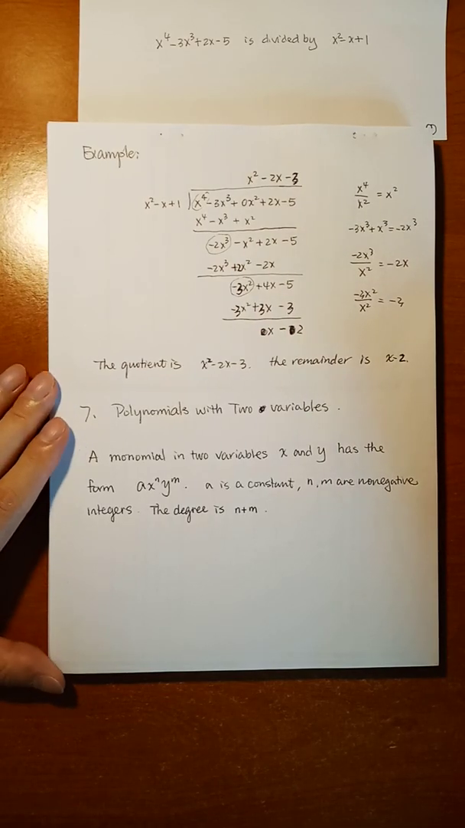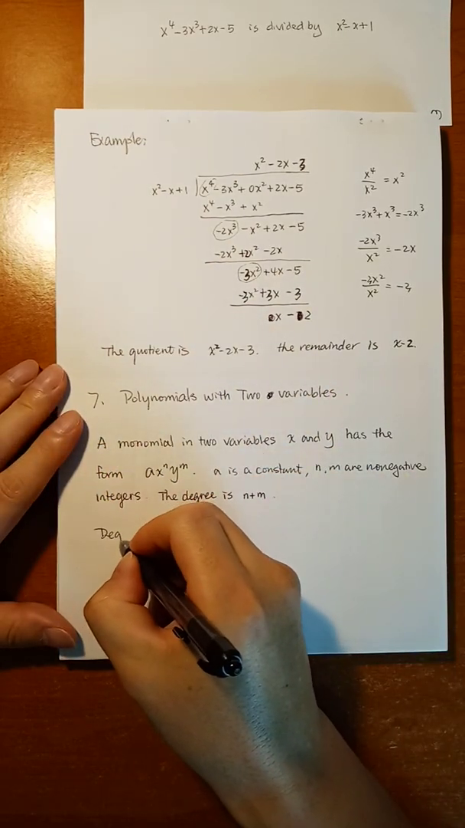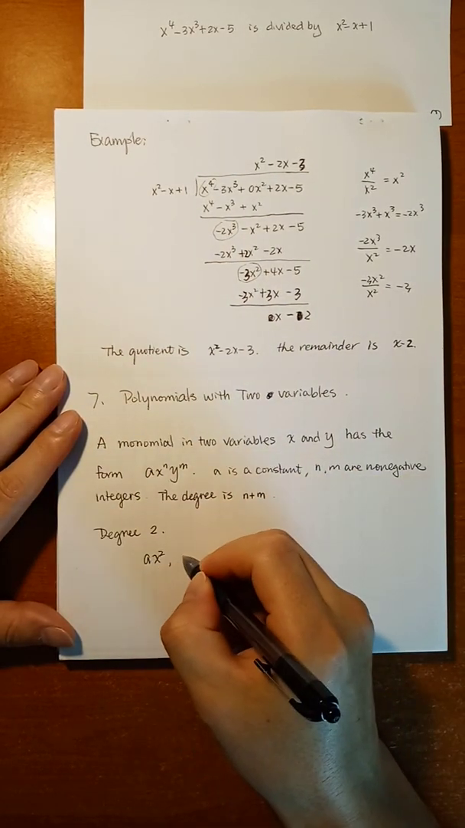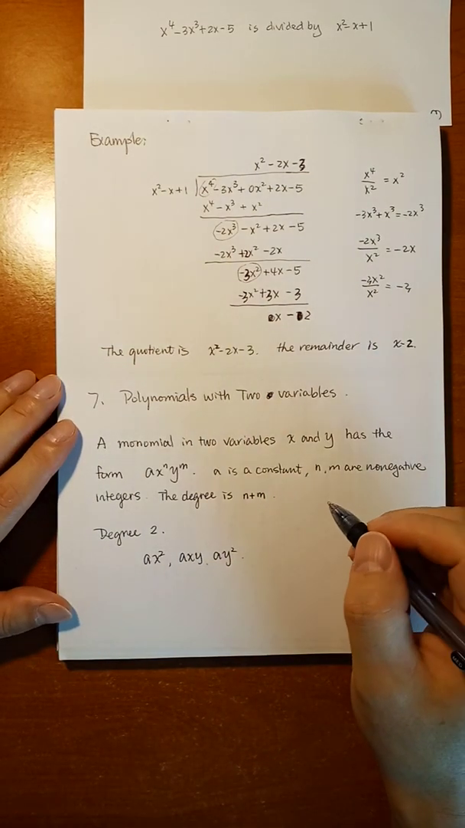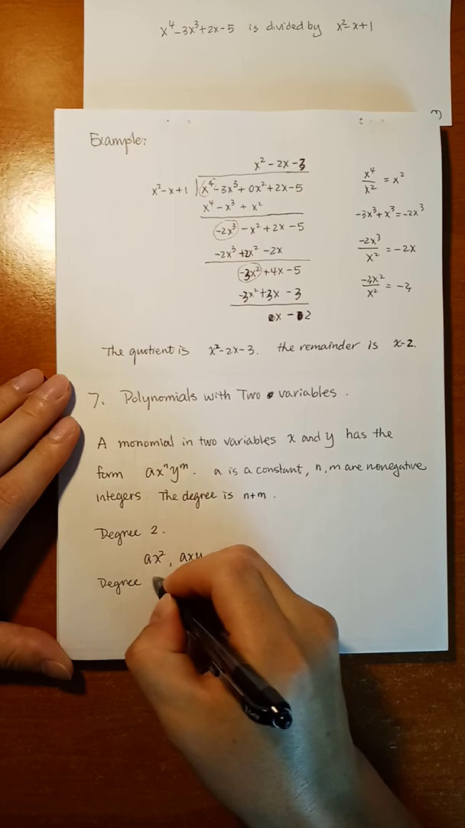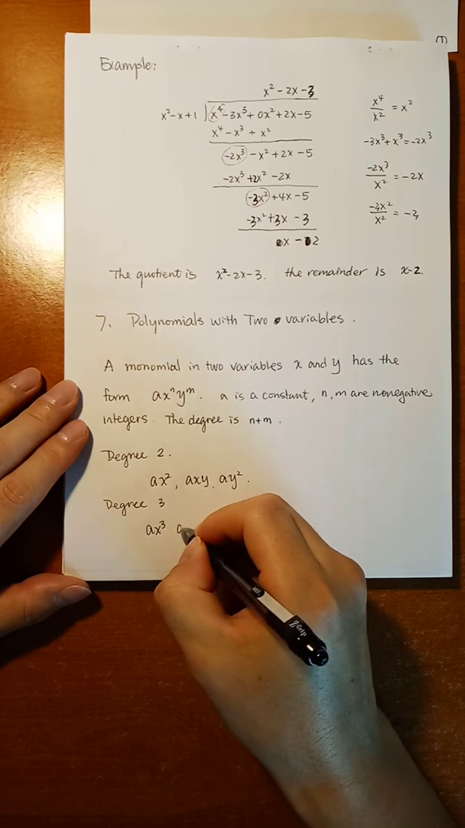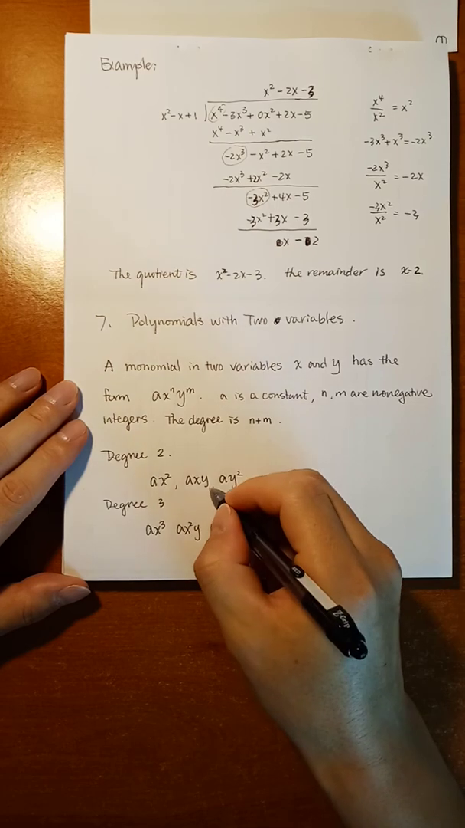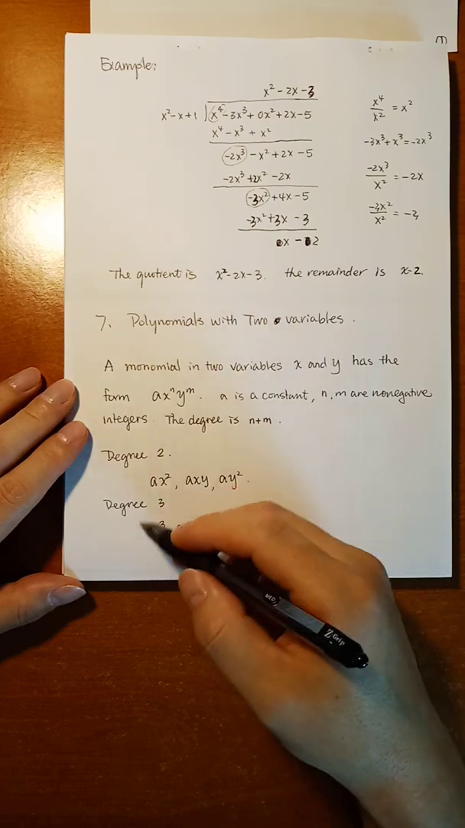So let's see, for example, if you have a monomial in two variables with degree 2, you will have ax squared, or axy, or ay squared. So they have three forms. If you have degree 3, you will see ax cubed, ax squared y, axy squared, ay cubed. Those are four possible ways. Actually, if you check here, you see it's very familiar.